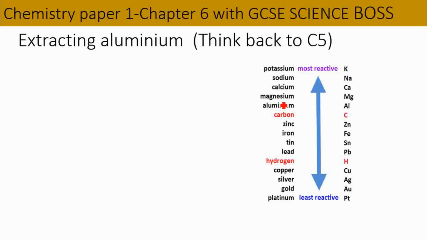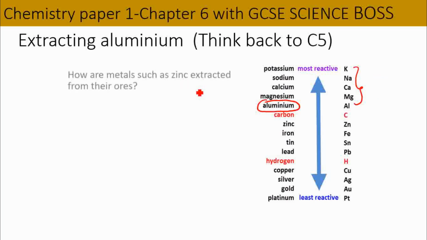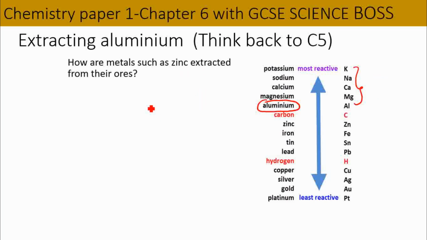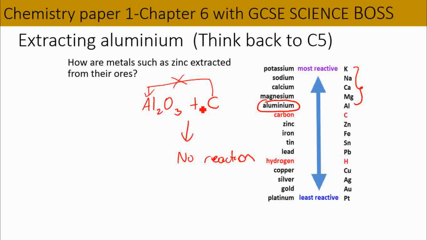Now, when you think about aluminium, look at the position of aluminium in the reactivity series. It's above carbon, which therefore means that you cannot use displacement to extract aluminium from aluminium oxide. So if you try doing this and react it with carbon, there's going to be no reaction. Why? Because carbon cannot displace aluminium from its ore. That cannot happen. If you don't understand what I'm saying there, go and see my chapter 5 video, okay?